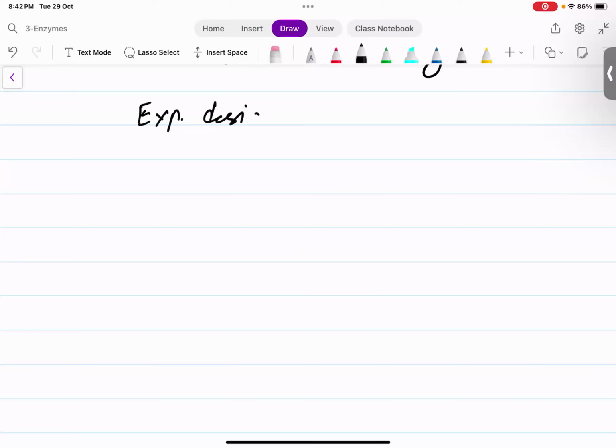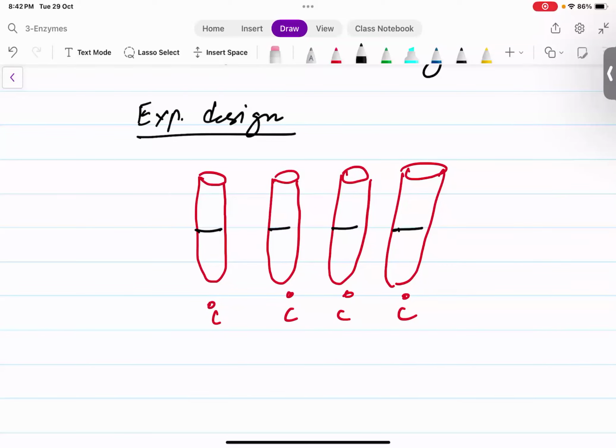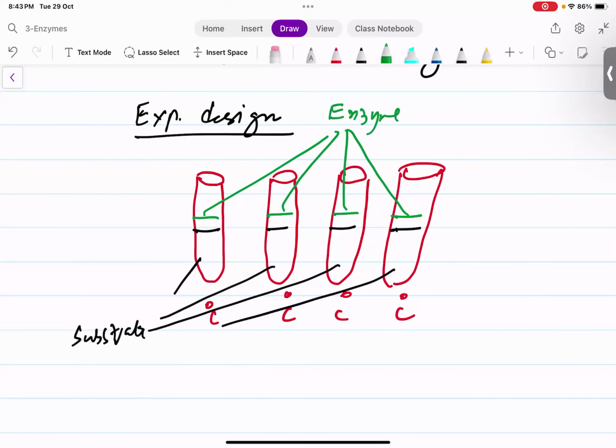So let's see the concept of an experimental design. If the enzyme activity has to be investigated at different temperatures, we take different temperatures, and these test tubes are placed at different temperatures. We put some substrate into each test tube. The same substrate is put into each test tube, and we put the same enzyme into each test tube. So we are investigating the effect of temperature on enzyme activity.